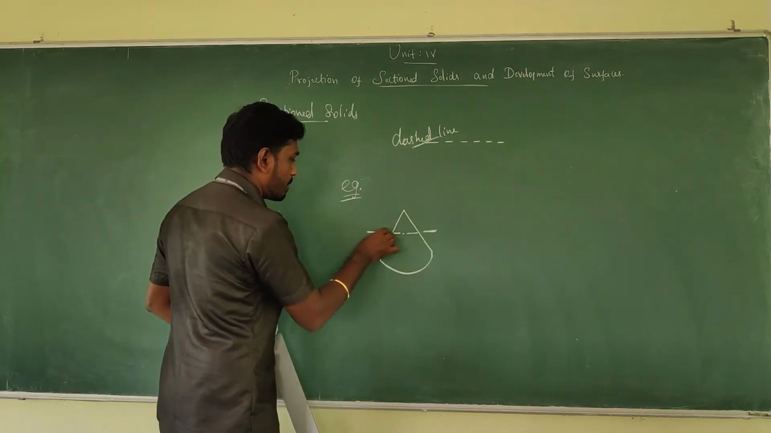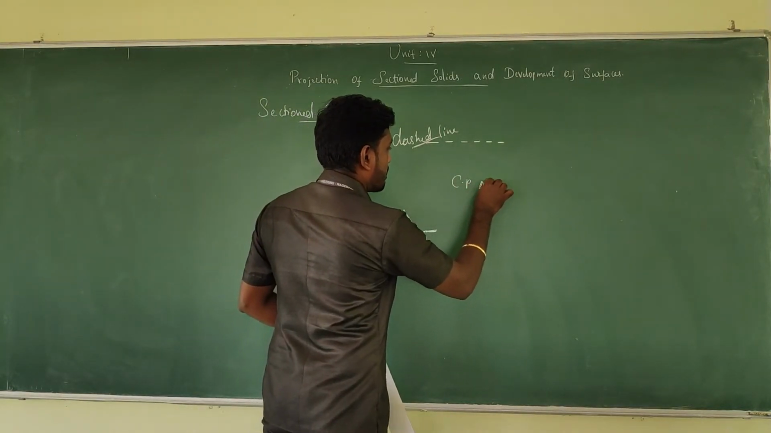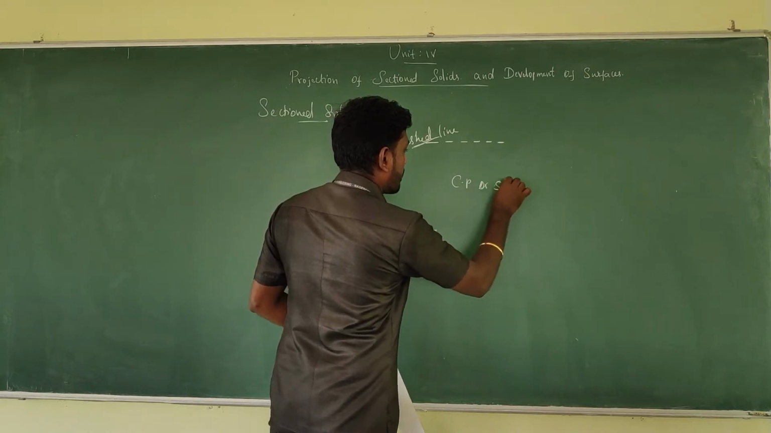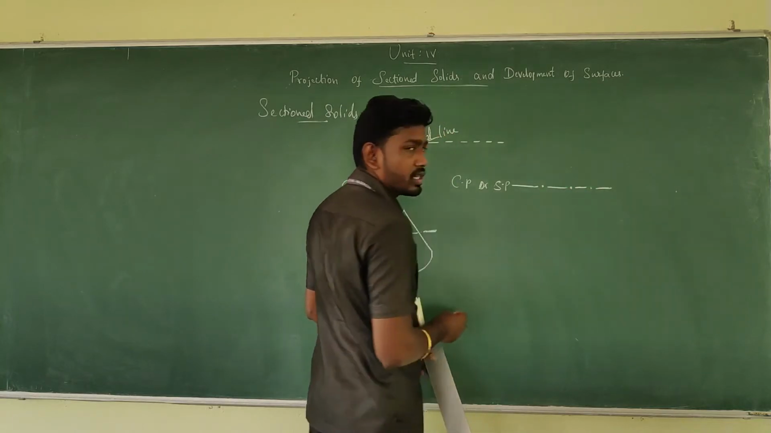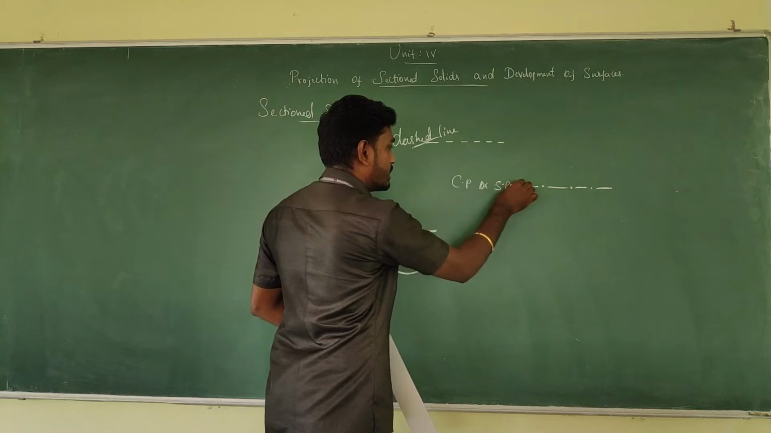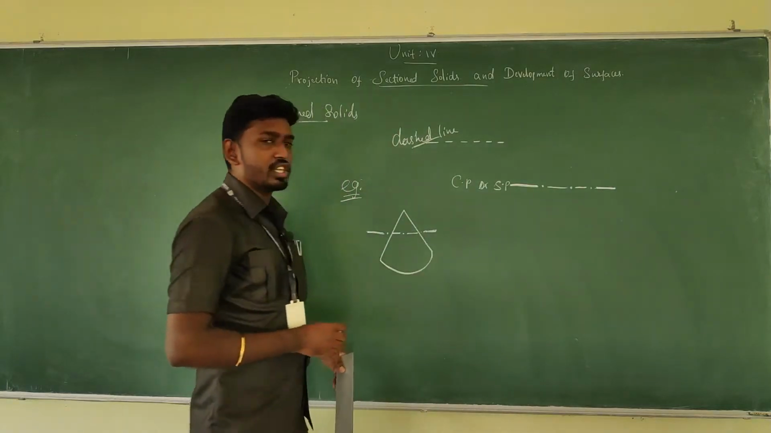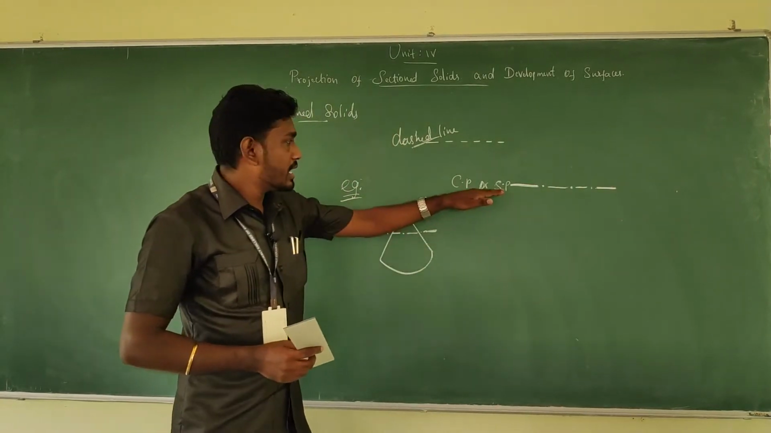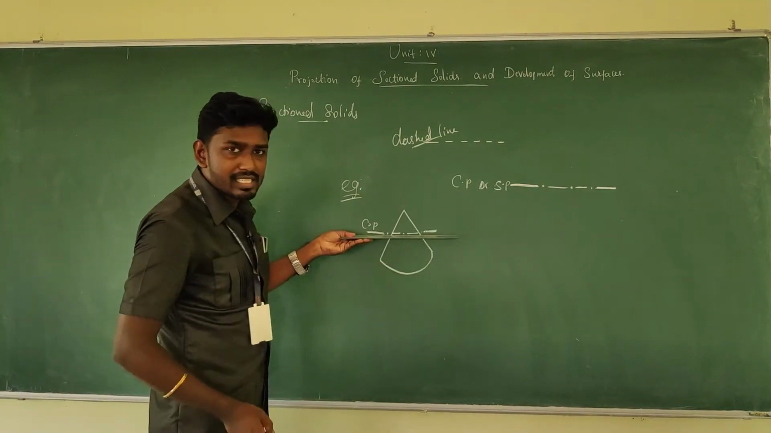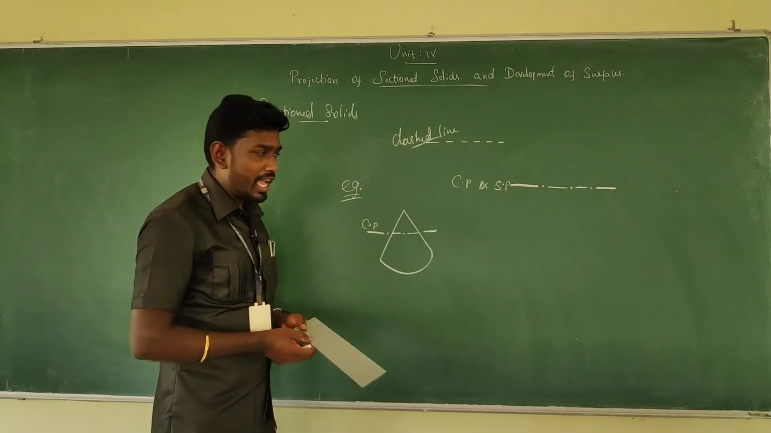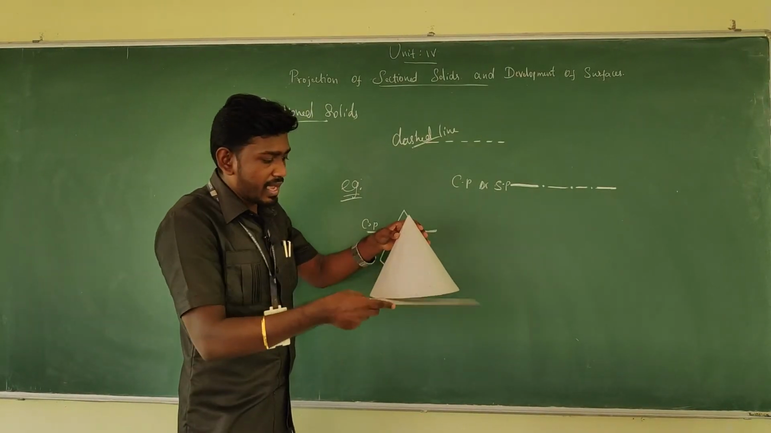The cutting plane or the section plane is specified as long line, dash, long line, dash, long line, dash, and the ends should be capped with thick lines. Both ends of the line should be capped with thick line. This is the notation for the cutting plane or section plane. Here I have cut the object just parallel to the base, where the cutting plane is placed.